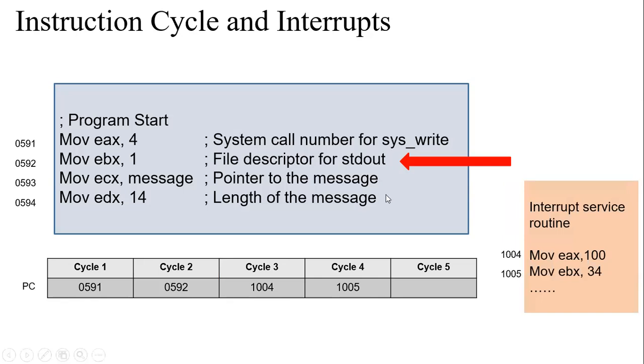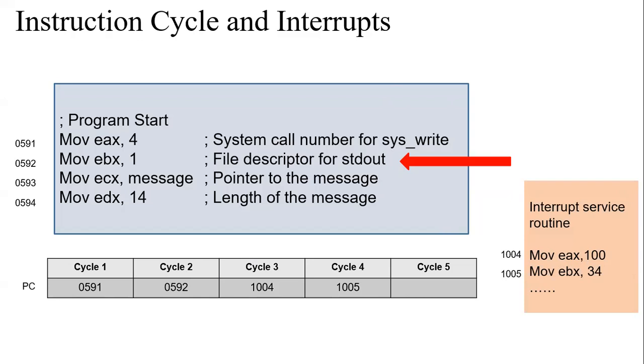Now, let's say the interrupt service routine starts from the address 1004 and it will go to 1005, 1006, and likewise. Now, at cycle number 3, the program counter will be set to 1004 and it will fetch the instruction from the interrupt service routine and execute that particular instruction, and the program counter will be incremented by 1. Now it will be 1005 in the next cycle and it will execute that particular instruction, right?